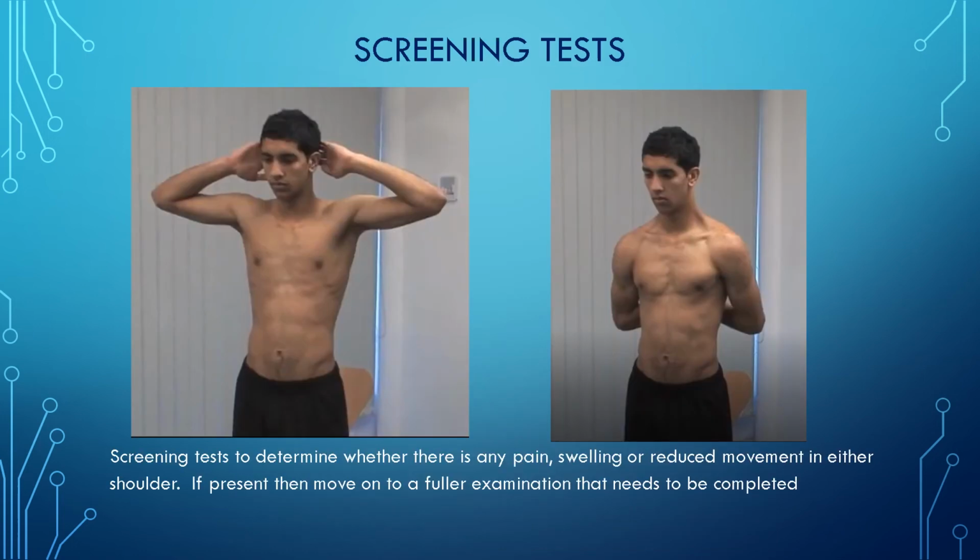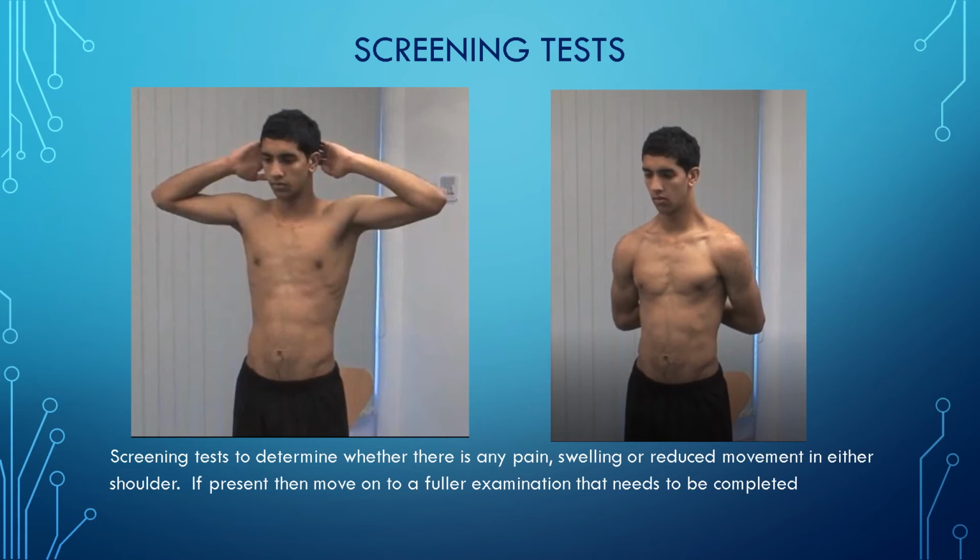So there are two screening tests that we do when examining the shoulder. We ask the patient first of all to put their hands behind their head. So this is a combination movement of abduction, internal rotation, and see whether there's any pain or any restricted movement on either side.